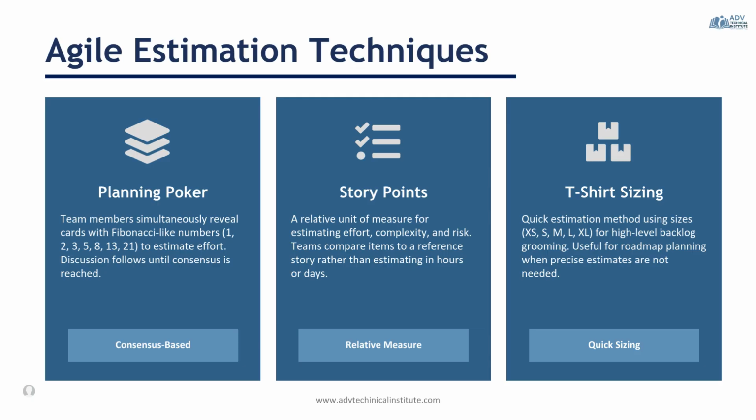For the exam tip: planning poker is how the team estimates, story points is what the team estimates with, and t-shirt sizing is where quick, high-level sizing is done. You usually start off with t-shirt sizing, then you add in your story points or your planning poker.